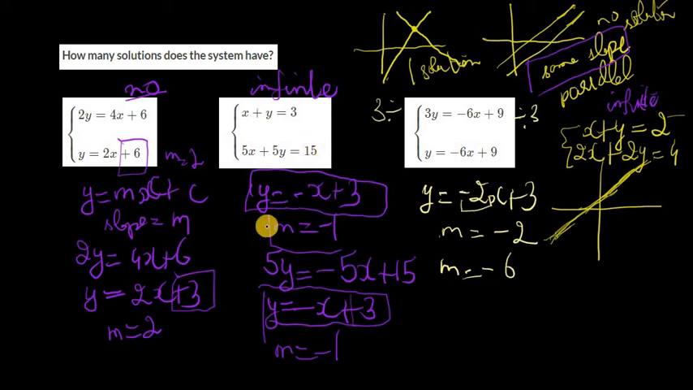Obviously this system does have a solution, because the m's are not the same, so it cannot have no solutions. And even just by knowing that the slopes are different, we know that it cannot have infinite solutions. So this system will have only one solution.